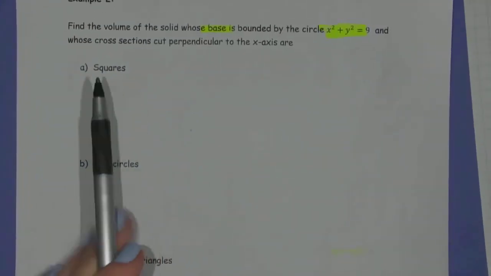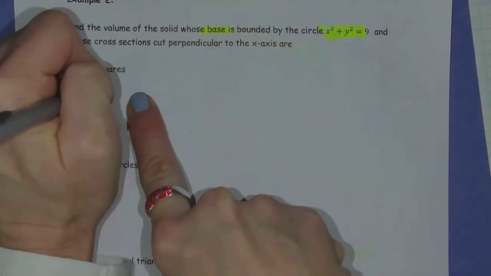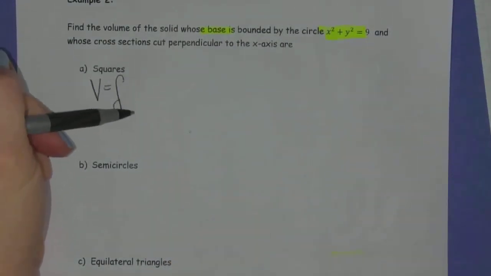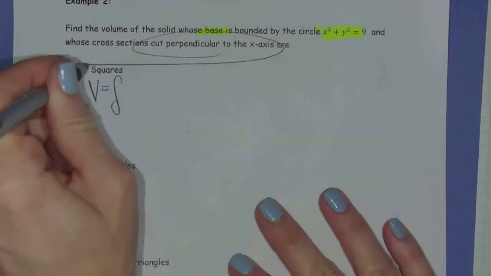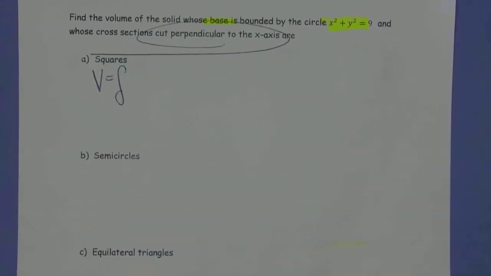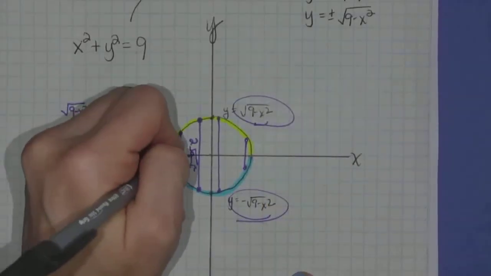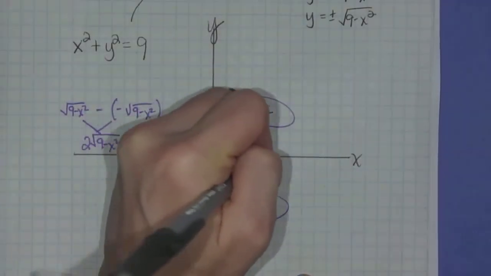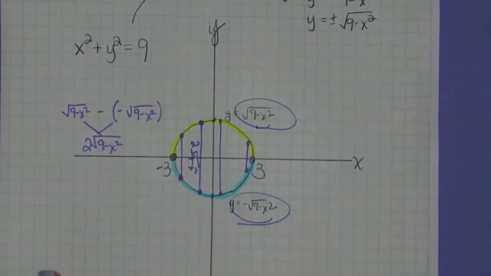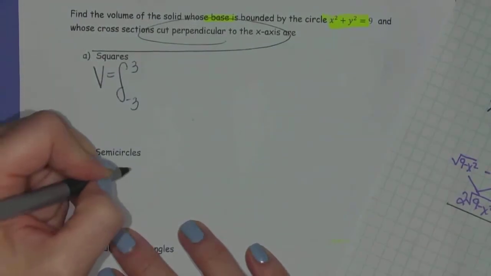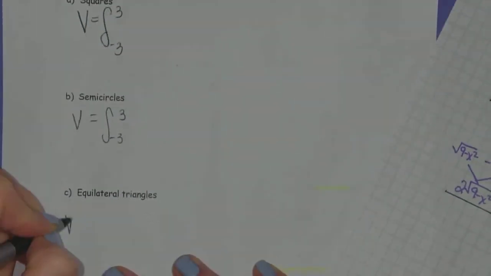So let's take a look at our first cross section. So we start with cross sections that are squares. Now, if you remember from our last example, we start with V equals definite integral. And we have to bound it where the x's are bounded because we're cutting perpendicular to the x-axis. So we're going from negative 3 to positive 3. So let me put that in. In fact, let me do that for every problem that we have.